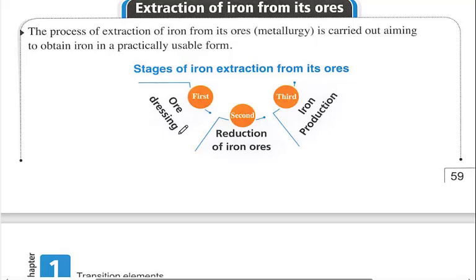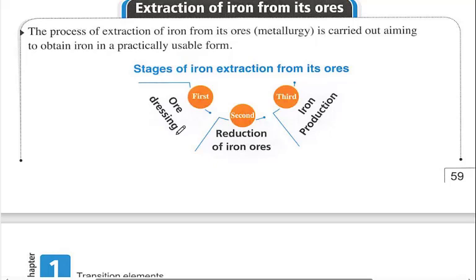So first we'll speak about ore dressing. Ore dressing includes improving the mechanical and physical properties and improving the chemical properties. Ore dressing means to prepare the iron ore to be reduced afterward in the furnaces. So how can we dress this iron ore? Through increasing the iron percentage in the ore. How can we make it? Through what is called mechanical and physical improvement and then chemical improvement.